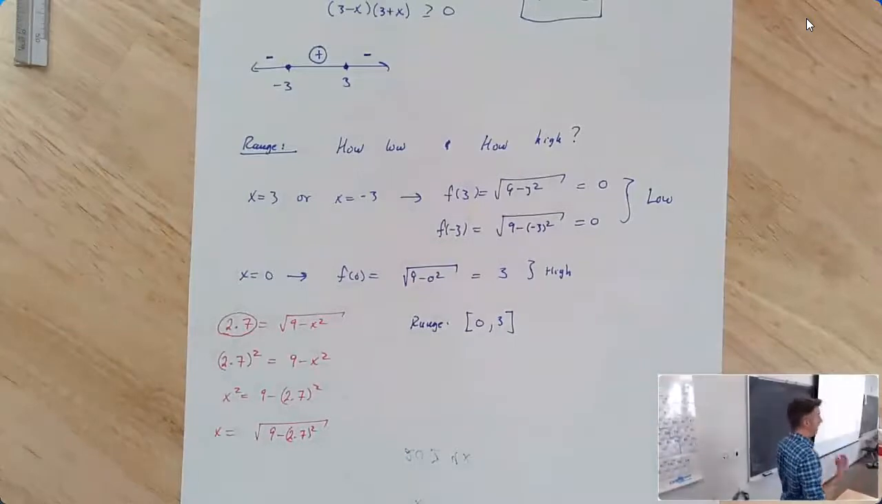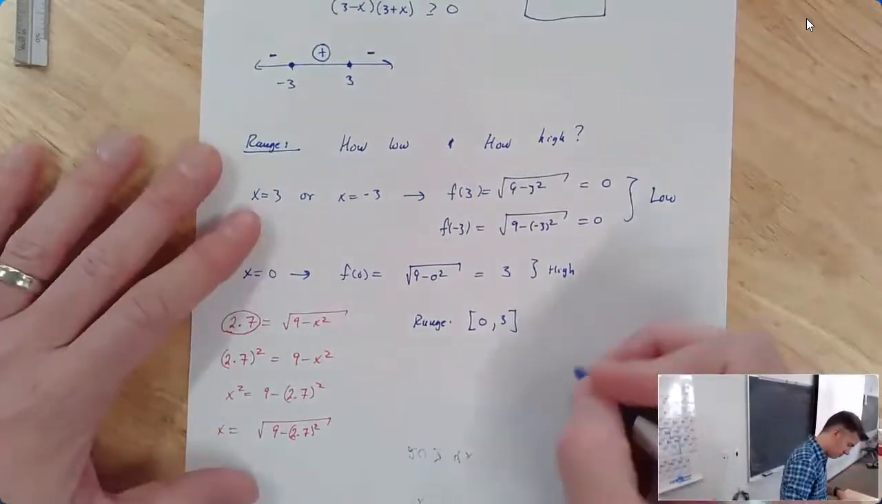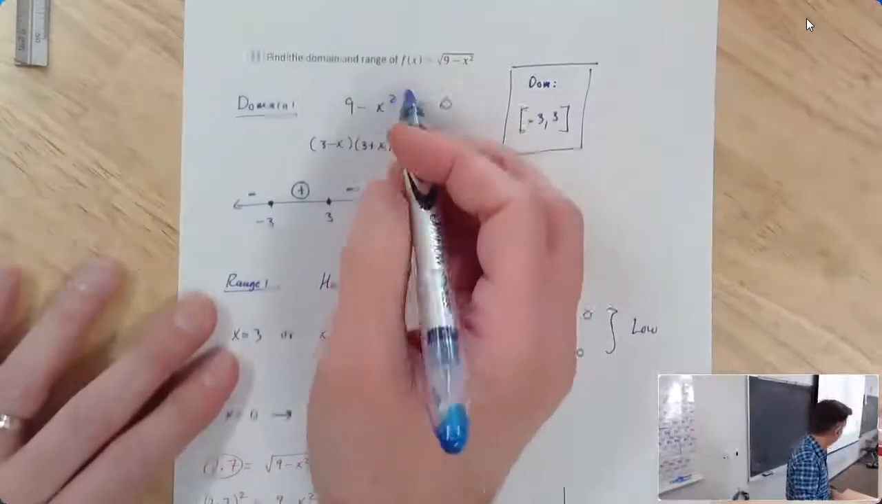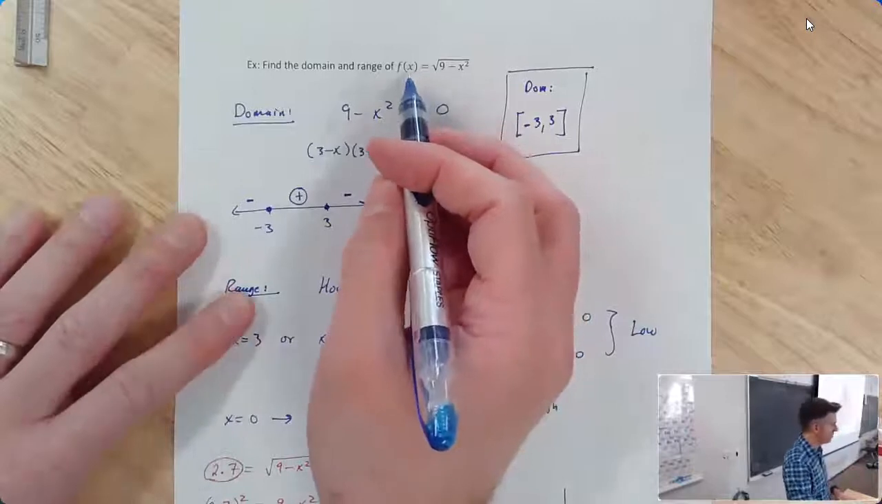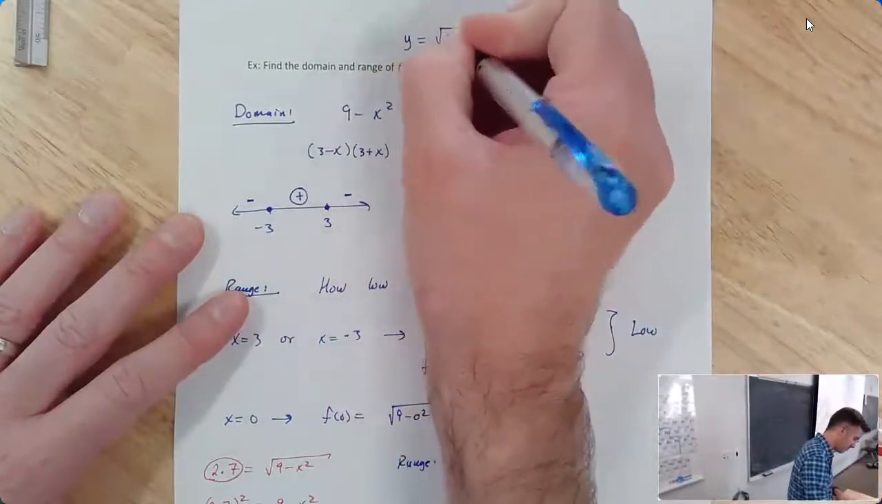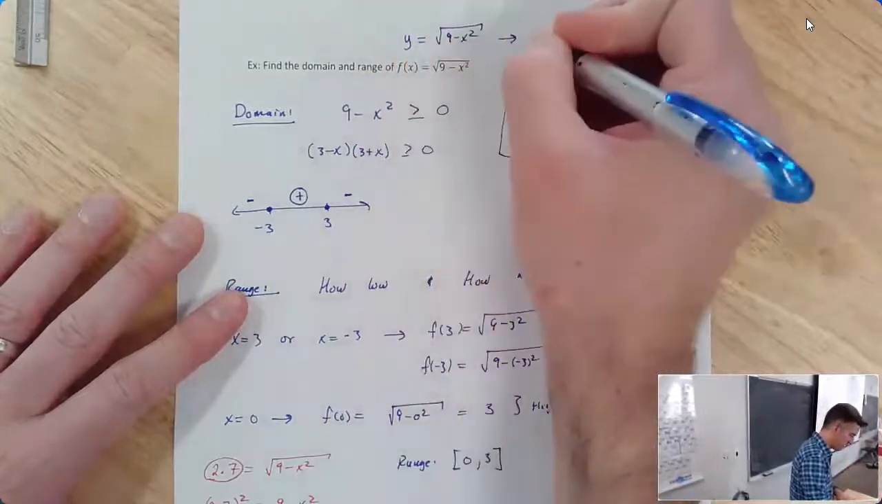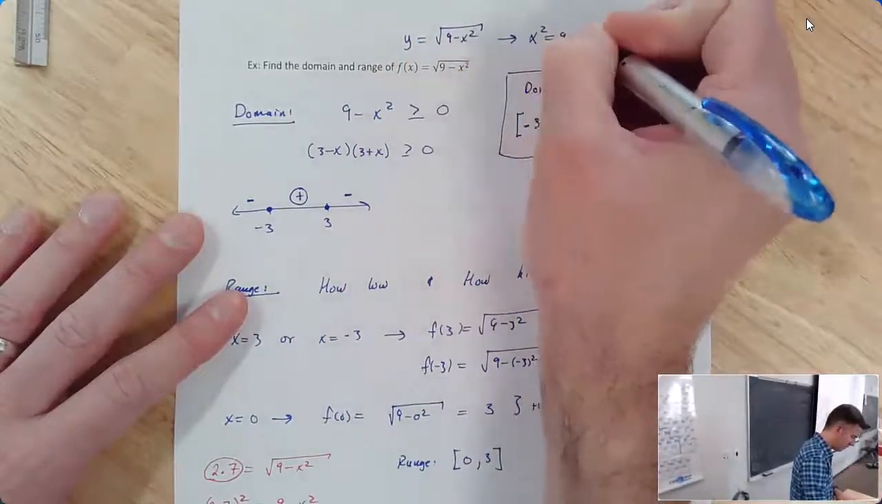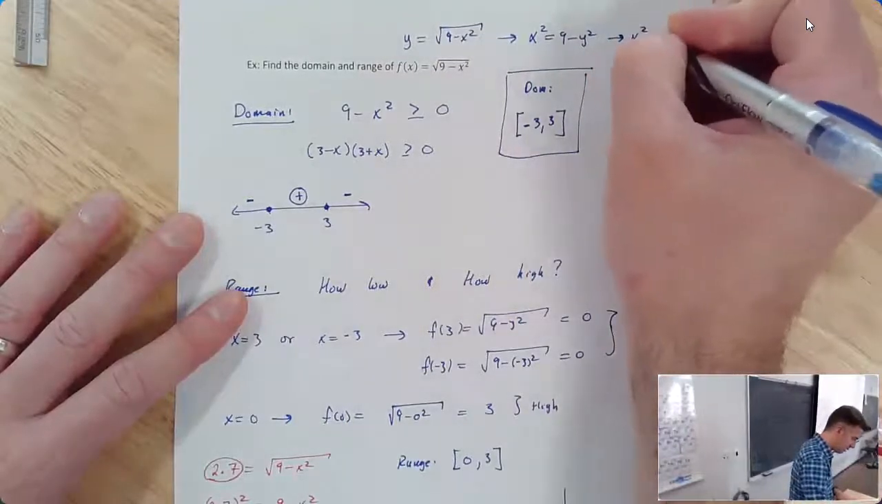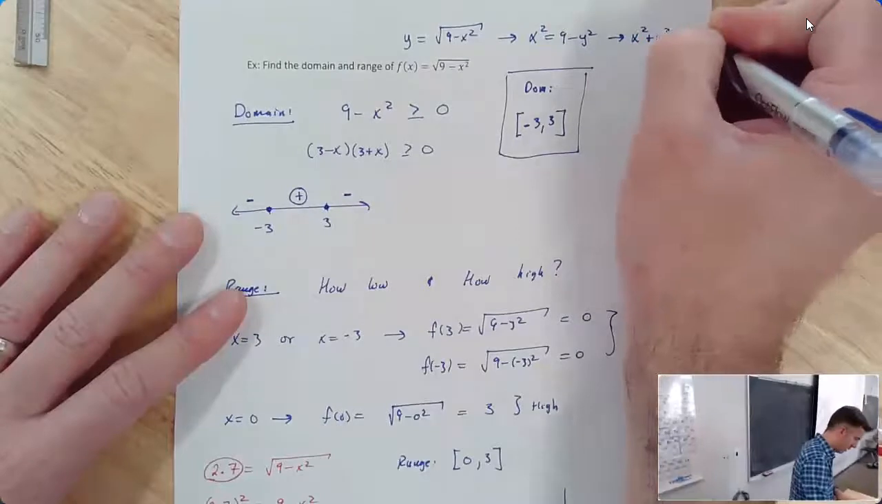We also could have graphed this one. This one is not that hard to graph. This function might not look super familiar to you, so let me do a couple things. I'm going to write it like this. I'm going to square both sides. x squared equals 9 minus y squared. I'm going to add y squared to both sides. So x squared plus y squared equals 9.